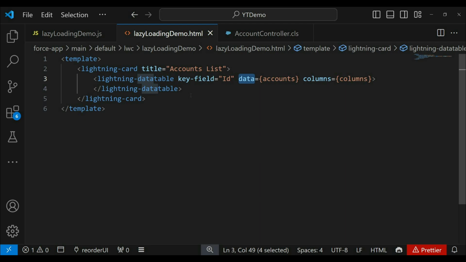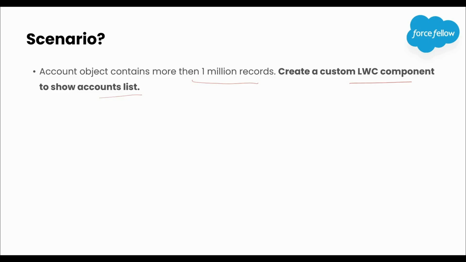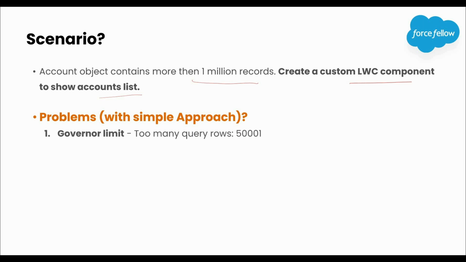Well, this approach is fine and will work in most scenarios, especially where we have a small amount of data. But in our current scenario, these simple steps are not enough. If we follow these steps and try to read and show all records simultaneously in a single call, then we will get a runtime exception, too many query rows. Why? Because of governor limits.